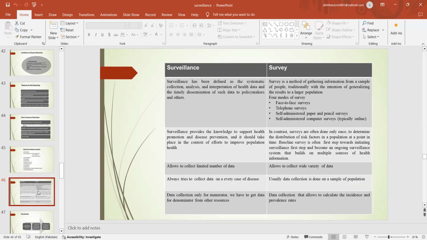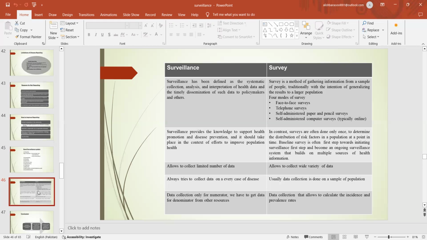Surveillance and survey. Surveillance has been defined as the systematic collection, analysis, and interpretation of health data, and the timely dissemination of such data to policymakers and others. A survey is a method of gathering information from a sample of people, traditionally with the intention of generalizing the results to a larger population. Four methods of survey are face-to-face survey, telephone, self-administered paper and pencil survey, and self-administered computer surveys, typically online.